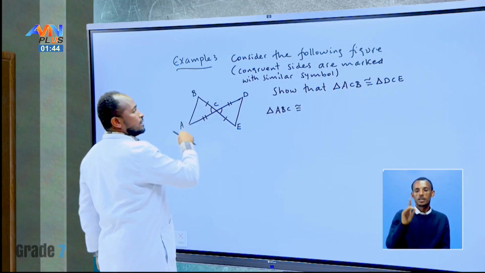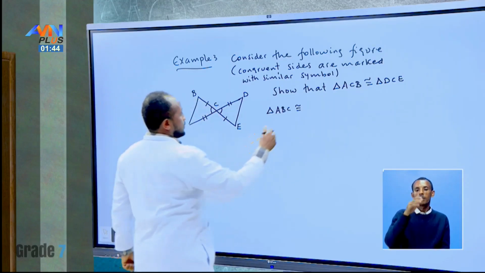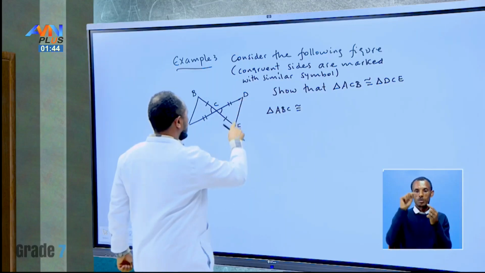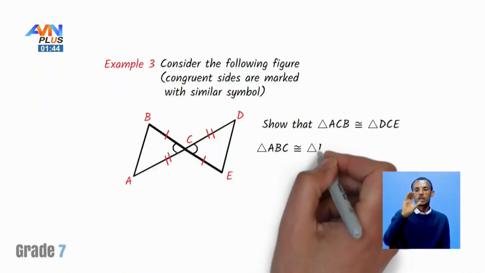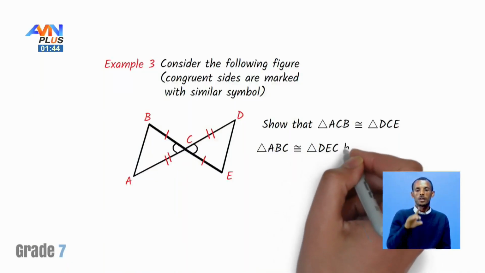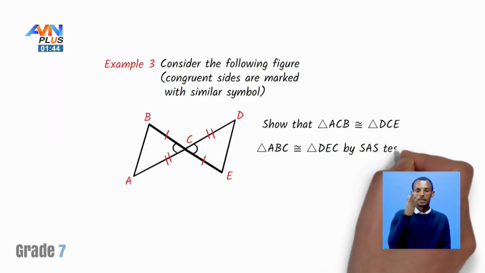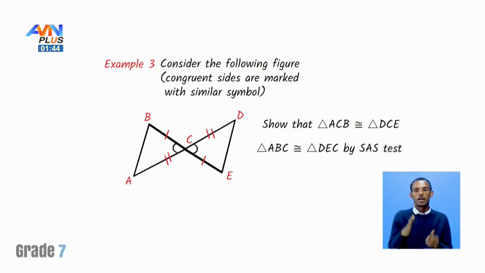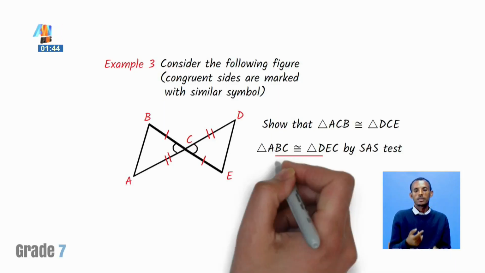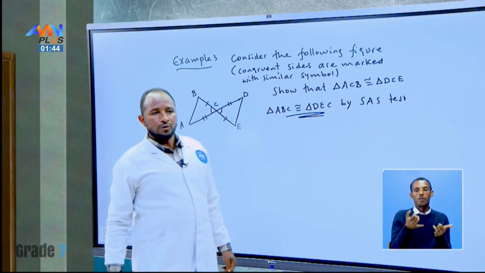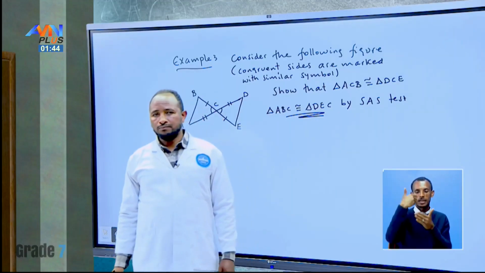Therefore, triangle ABC is congruent to triangle DEC by the side angle side congruency test. That's it. This will be the answer. Now, we'll proceed to the next section.